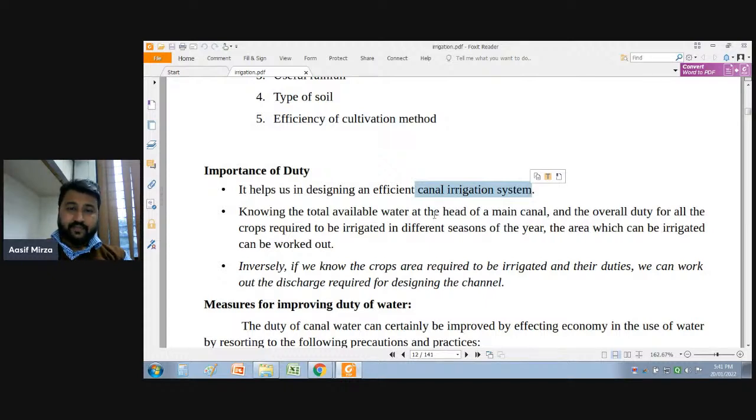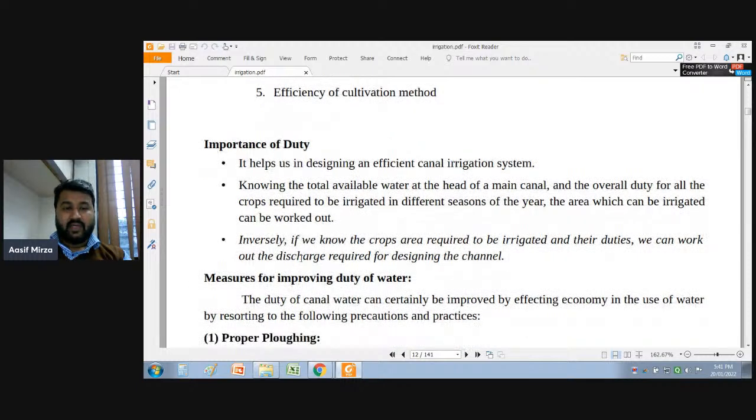Now, knowing the total available water at the head of the main canal and the overall duty for all the crops required to be irrigated in different seasons of the year, the area which can be irrigated can be worked out. Inversely, if we know the crop area required to be irrigated and their duties, we can work out the discharge required for designing the channel.